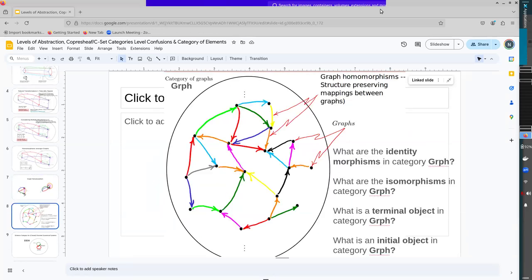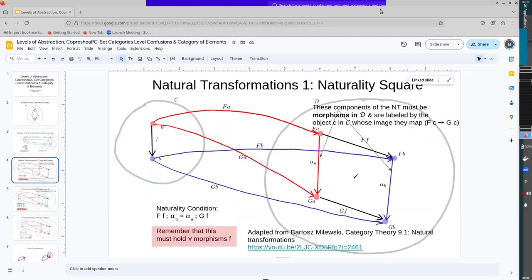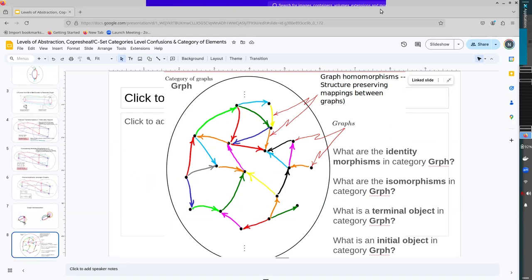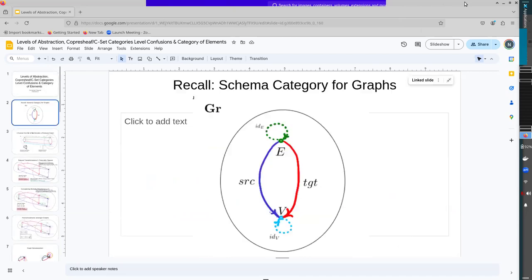So we've been dealing with these different types of CSets, of these co-presheaves, which involve a schema category, like here's the schema category for graphs, right? And we had a different schema category for discrete dynamical systems. Remember those? And we were looking at mappings from the schema categories into Set, right?